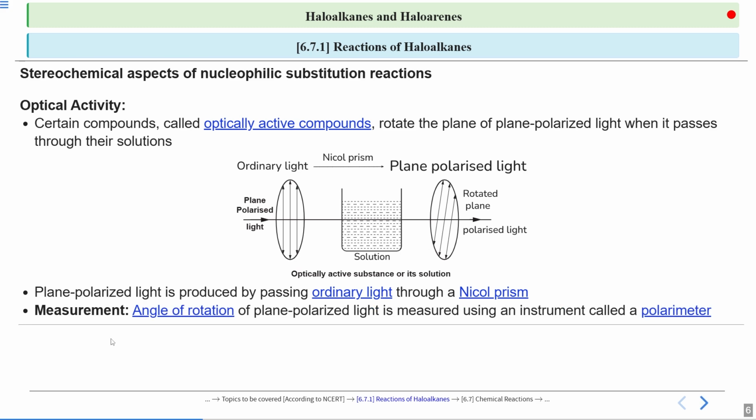Measurement. So what will be the angle of rotation at which the plane of the plane polarized light is rotated? That is measured using an instrument called a polarimeter, which is an instrument used for measuring the angle of rotation of plane polarized light.